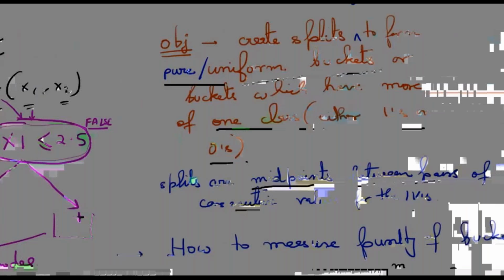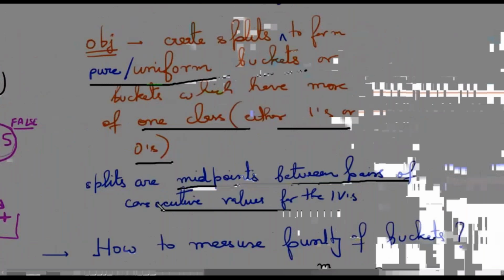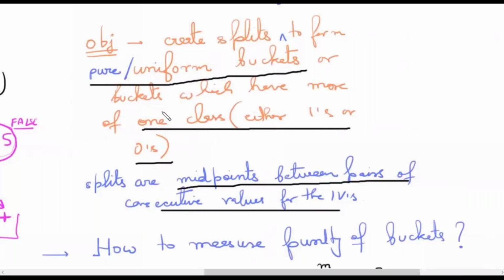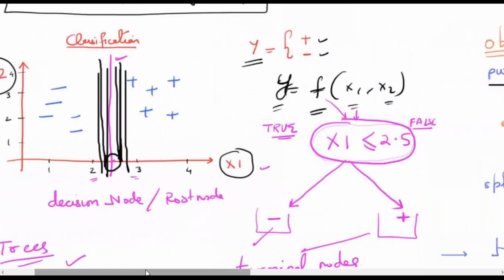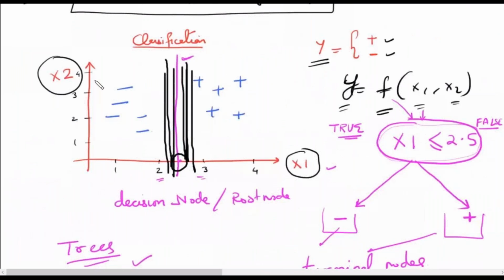Now the question is, how do we measure impurity? So we were talking about creating pure buckets or uniform buckets or homogeneous buckets. How do we create them? Now, a computer will not draw plots like this. This is for human understanding that I have drawn this. A computer will not draw a plot like this and then decide where to split.